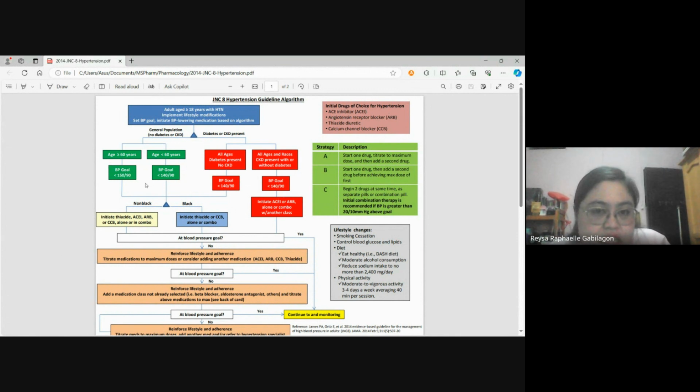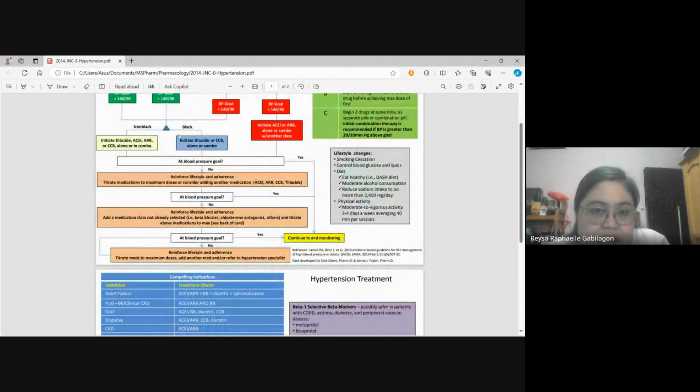But for those in the general population, let's move on. Here, it is divided depending on race. So as Filipinos, we will be classified here under non-black. So we have here initiate thiazide, ACE inhibitor, ARBs or CCB, alone or in combination. And then we are going to assess. That's why when I gave you the case studies, there was always monitoring there.